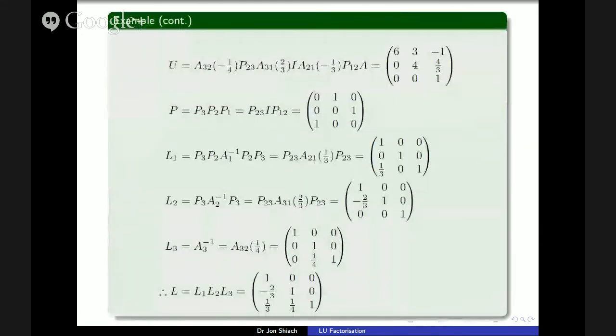I'm not going to go through the worked example. Once you've got this, if you multiply your P matrix by A and you multiply your L by U, you should get the same matrix. If you get that, you know you've done it correctly.